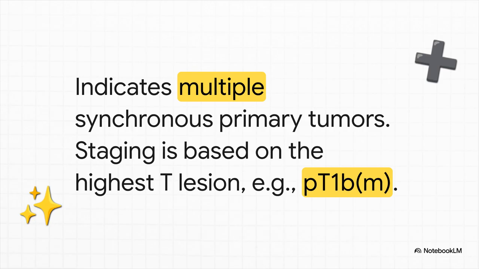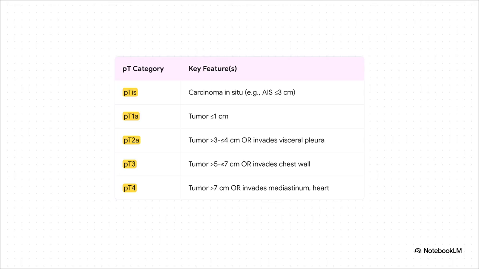And this table really brings it all home, synthesizing how we determine that final T category. You can see how the stage progresses with size, of course, but look closer, you can also see how direct invasion into structures like the visceral pleura or the chest wall can cause the T category to jump up, sometimes dramatically. It's the perfect summary of all your gross and microscopic work.